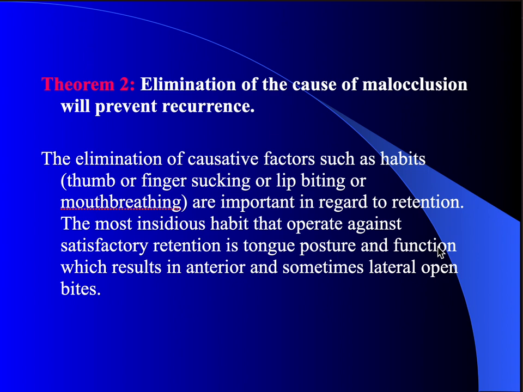Theorem number 2: elimination of the cause of malocclusion will prevent recurrence. The elimination of the causative factors such as habits, for example, thumb or finger sucking, or lip biting, or mouth breathing, are important in regard to retention. The most insidious habit that operates against satisfactory retention is tongue posture and function, which results in anterior and sometimes lateral open bites.